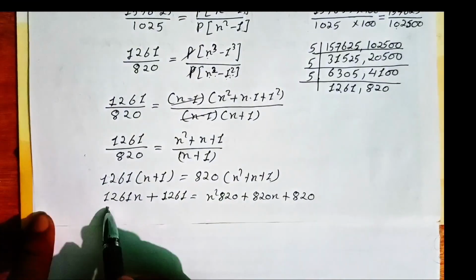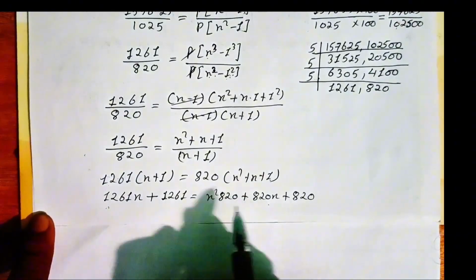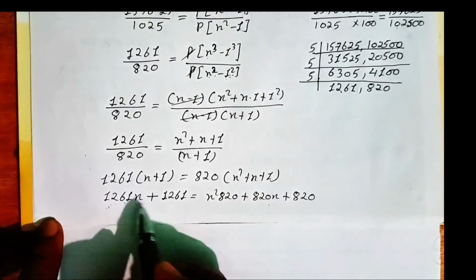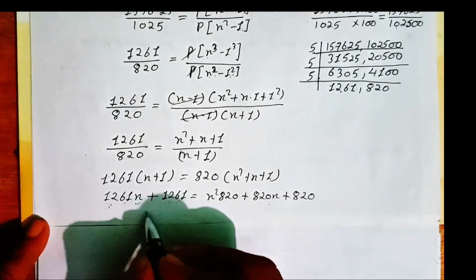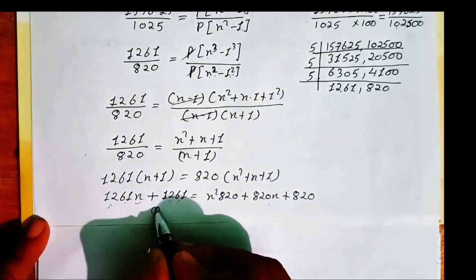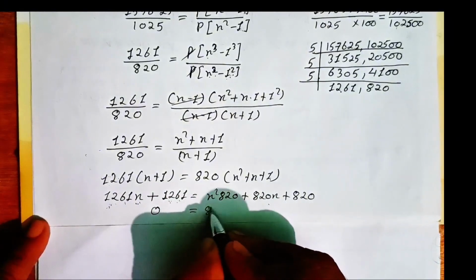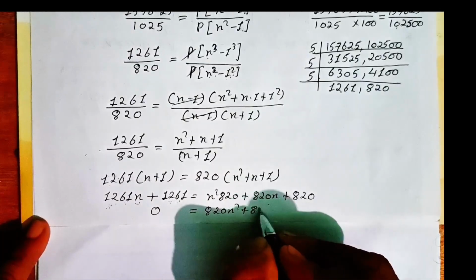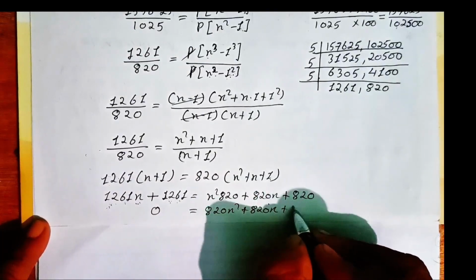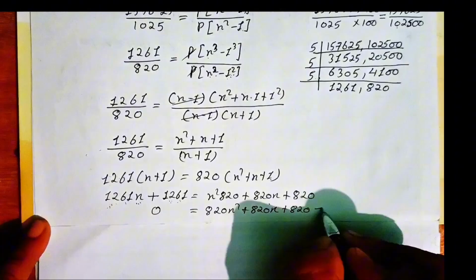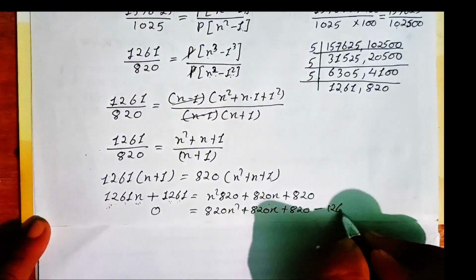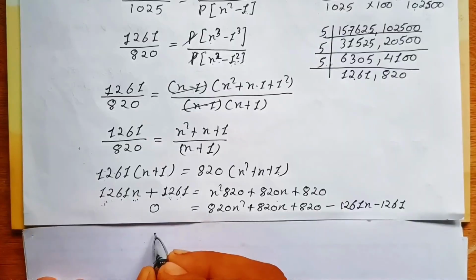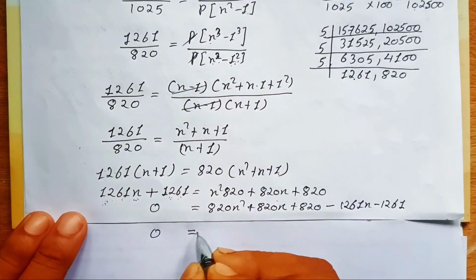Now next we subtract on both sides by 1261x and 1061. So on the left side it becomes 0, and the right side is 820x square plus 820x plus 820, and minus 1261x minus 1261.